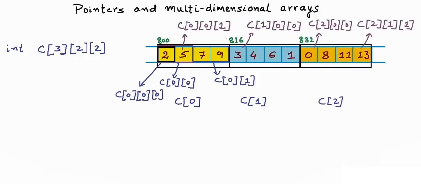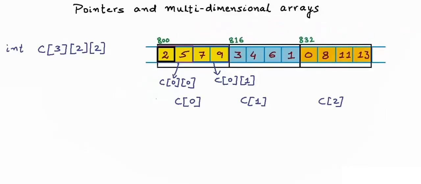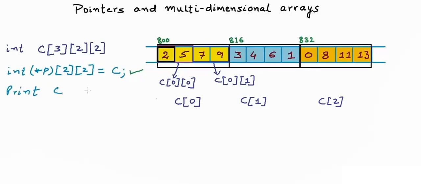Okay, once again we'll play the same game. I will write some print statements and you need to guess the output. This time just using the array name C will give us a pointer to a 2-dimensional array of integers of size 2 cross 2. So we can write a statement like this. I have declared a pointer to 2-dimensional array of integers of size 2 cross 2 here. The name of the pointer is P.